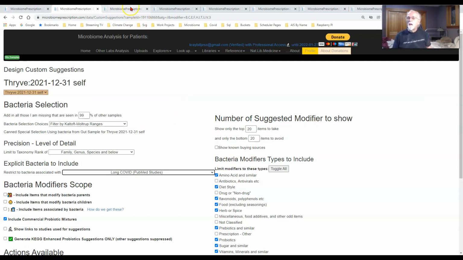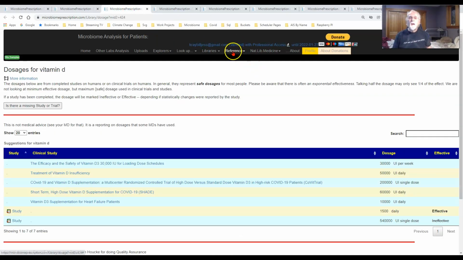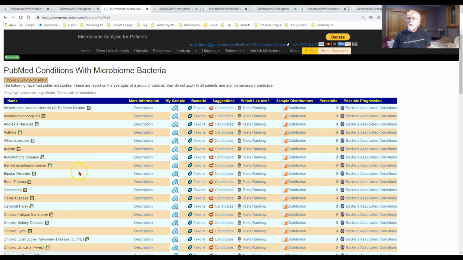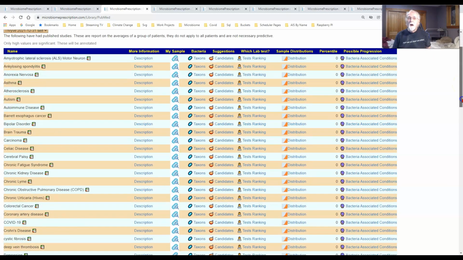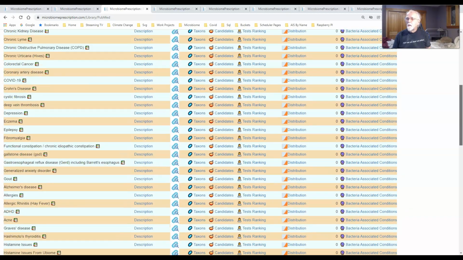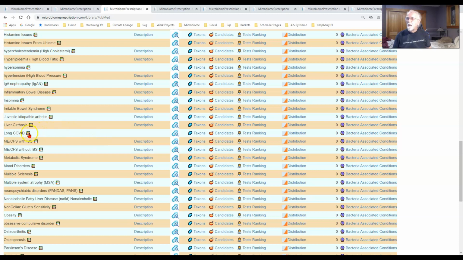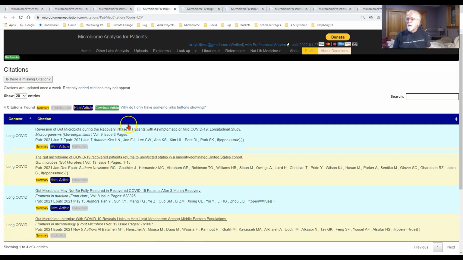And I should go and explain and show you what that means. If you go over here into reference, into library, PubMed conditions. These are conditions where there have been multiple clinical studies done showing which bacteria are high or low connected with a particular condition. As you can see, there is a lot of them. And long COVID we have here. So if I go and click on here, we'll see the studies which were used to do it, and there's a couple more to be added.